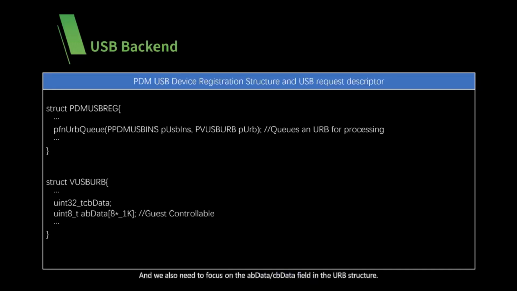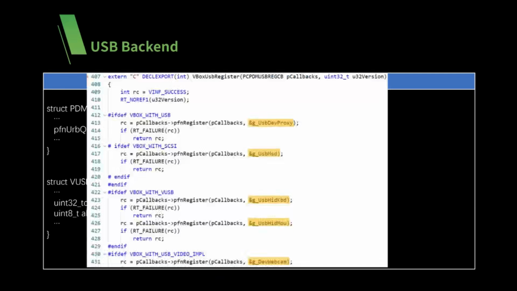And we also need to focus on the abData and the cbData fields in the URB structure. The abData field is the USB data buffer, and the cbData field is the length of the USB data buffer. They are all affected by the guest.